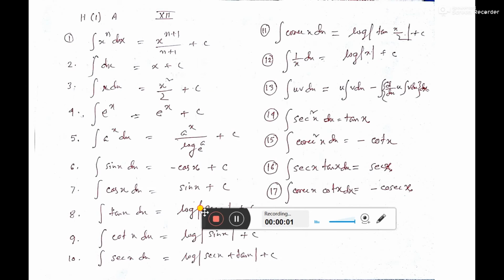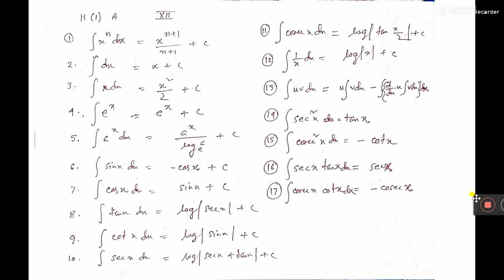See, these all are the formula of integration. Here I told, integration of x to the power n dx, the formula is x to the power n plus 1 by n plus 1 plus c. Every time you have to write one c.